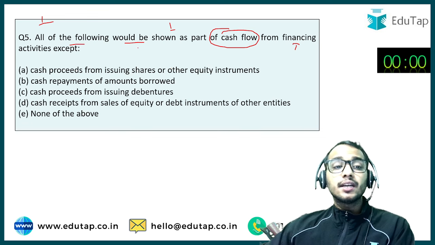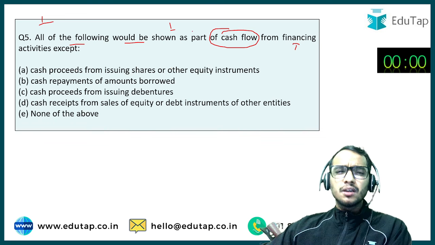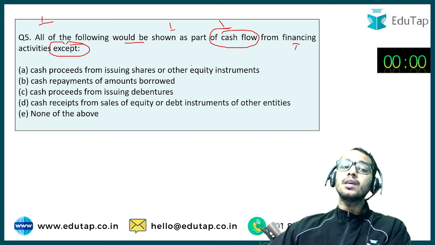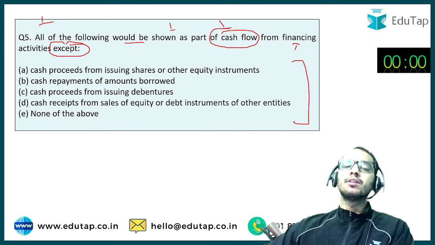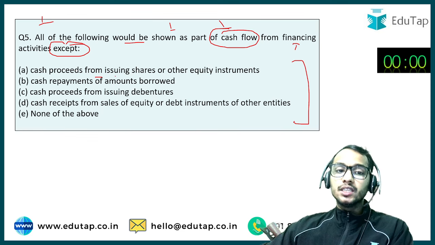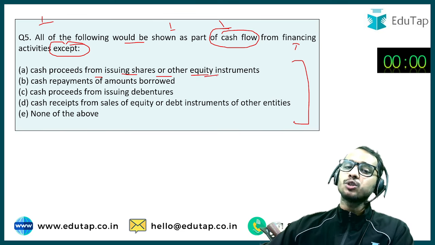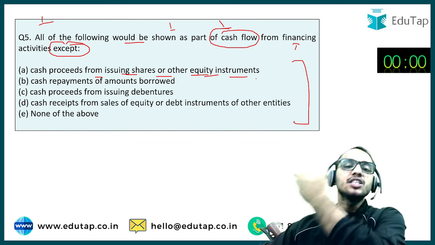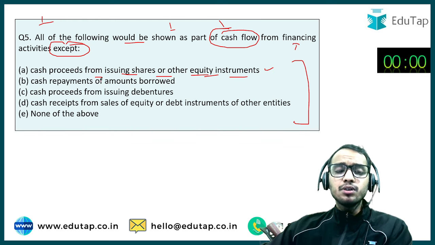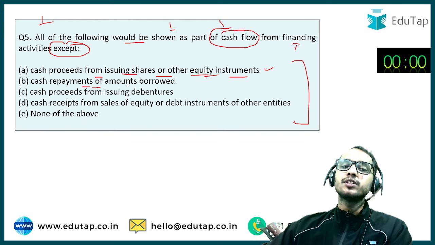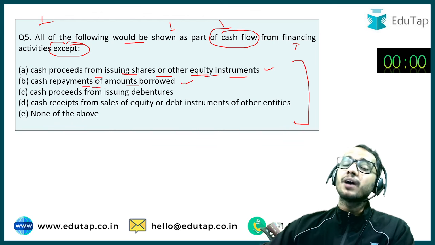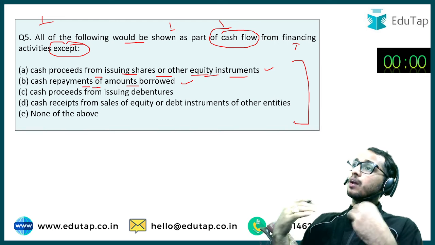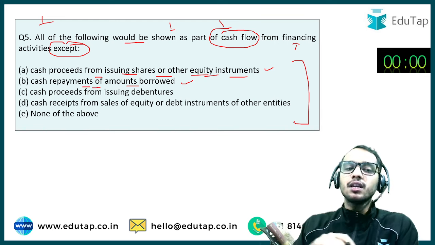Now it is asking, all of the following would be shown as part of cash flow from financing activities, except, so you have to tell me which is not included in financing activities. Cash proceeds from issuing of shares or other equity instruments, they will be included obviously because you are issuing the shares. Cash repayments of amounts borrowed are also part of financing activity. Whatever you are generating from the outside party and whenever you are paying to it, that will also be included in the financing activity.